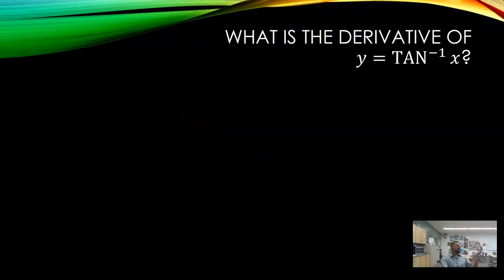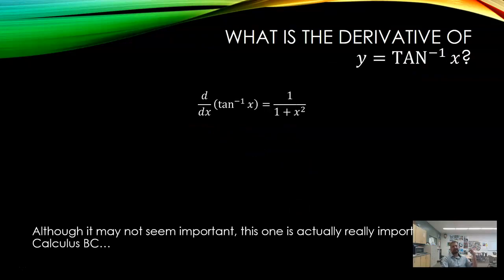The derivative of the inverse tangent of x is 1 divided by 1 plus x squared. And of all of the different trig ratios, the trig functions that we look at, strangely enough, this one is by far the most important. The inverse tangent has a lot of uses in Calculus BC, and you'll get to that if you decide to take that class. If not, just memorize the fact that it is 1 over 1 plus x squared, and you're good to go.